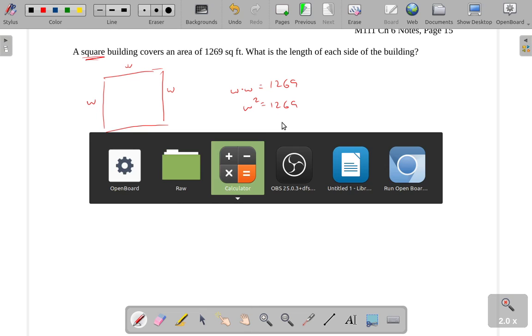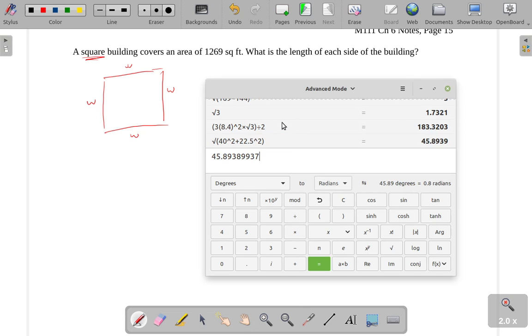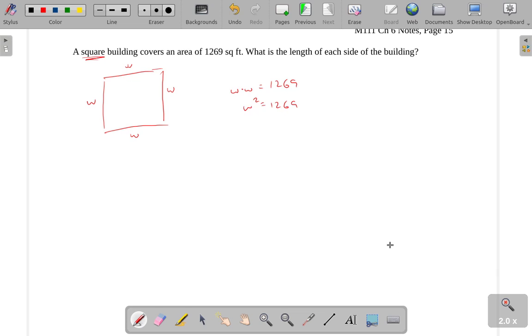And, well, this is exactly what we've been doing with square roots. If we want to find the square root of 1269, we can just type that into the calculator, and we can see it must be 35.62 feet, approximately.